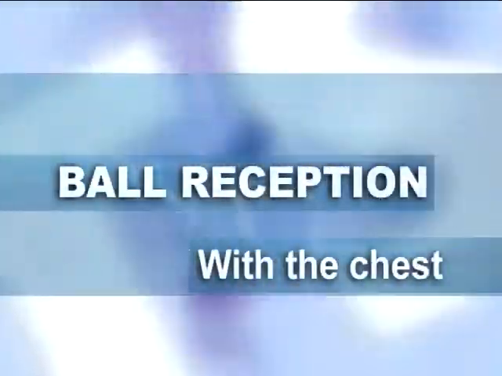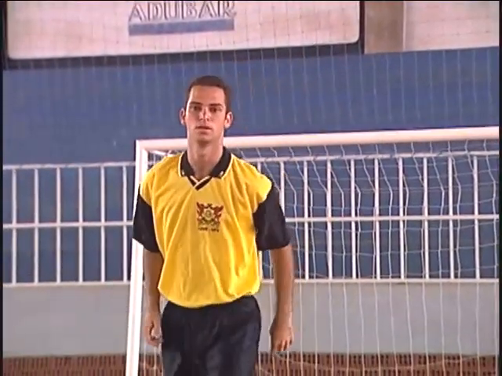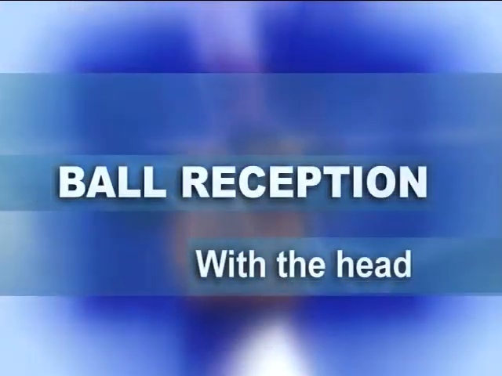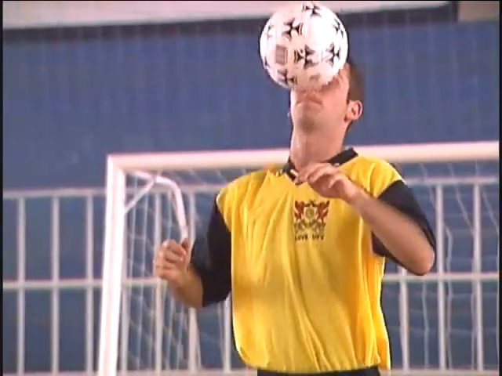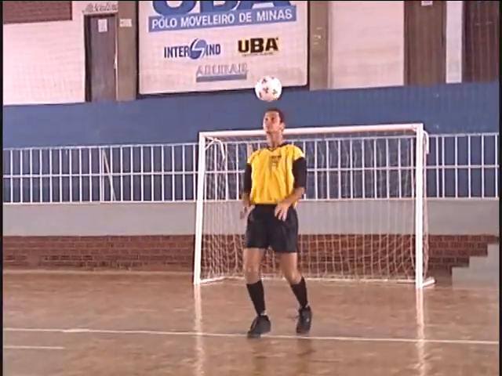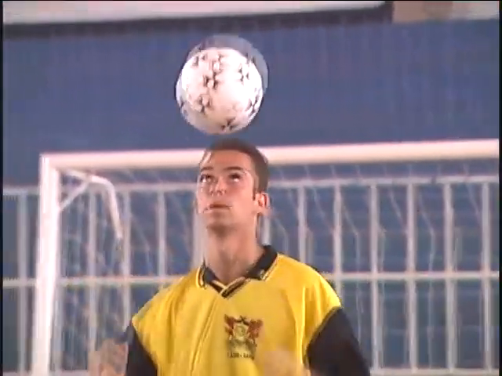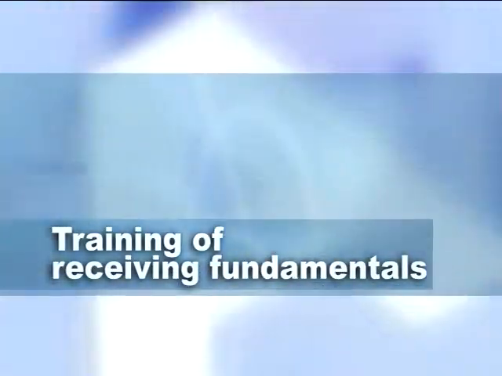With the chest. Absorbing the ball and letting it fall, close to the body, down to the feet. With the head. Receiving the ball with the forehead, while making a backward cushioning movement with the head, and then leaving the ball to fall to the ground close to the body. Let's look at the example of training of receiving fundamentals.